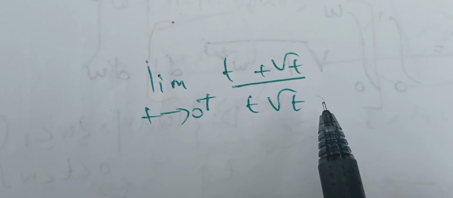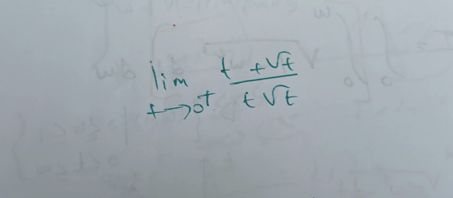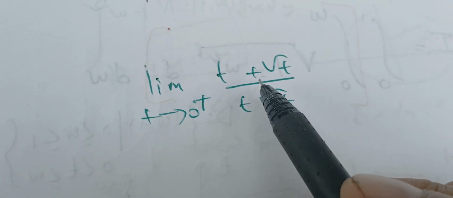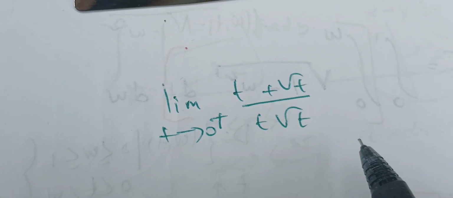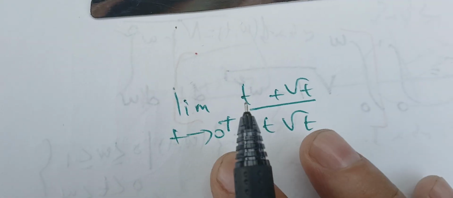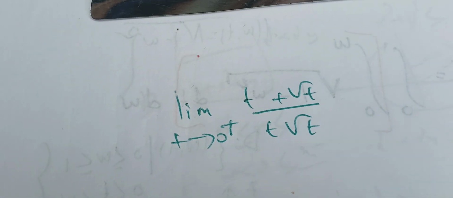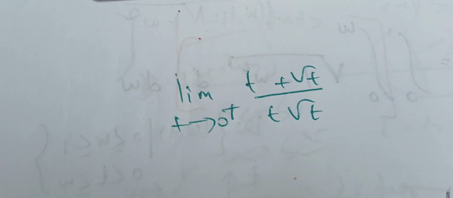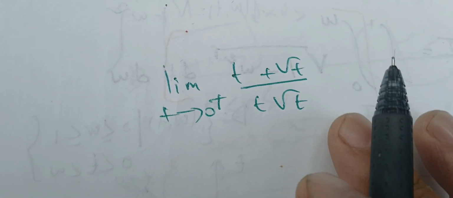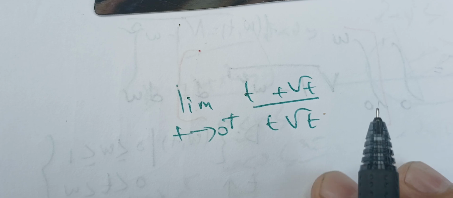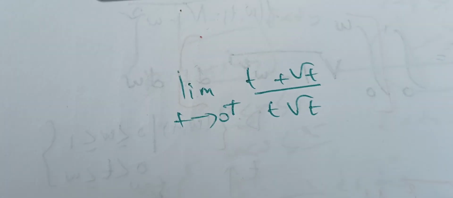Now let's find the following limit. We have this function, t plus square root of t, over t times the square root of t, and we want to find the limit as t goes to 0 from the right. Okay, here the first thing that we're going to do is see that our fraction is defined and we have no problem when we take the limit.